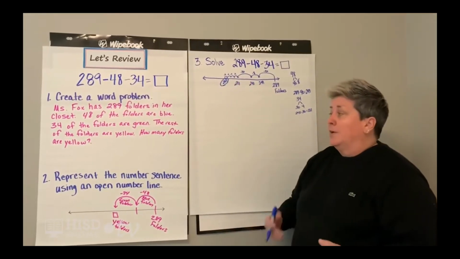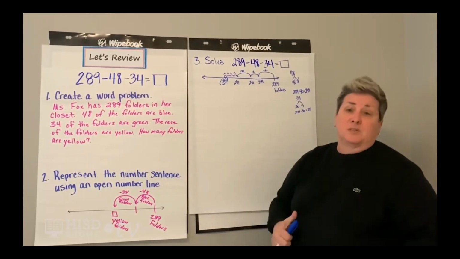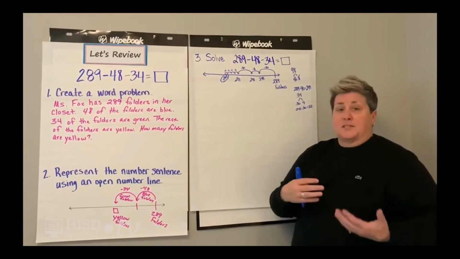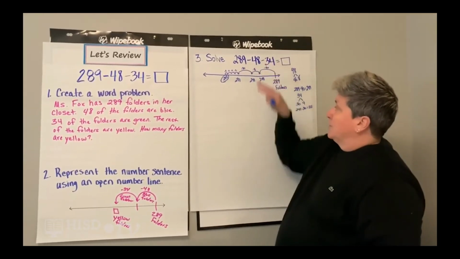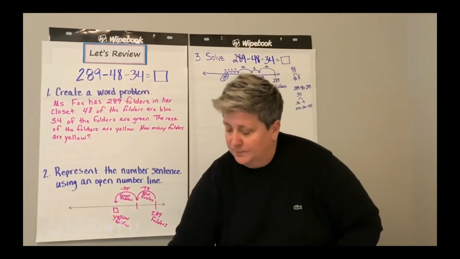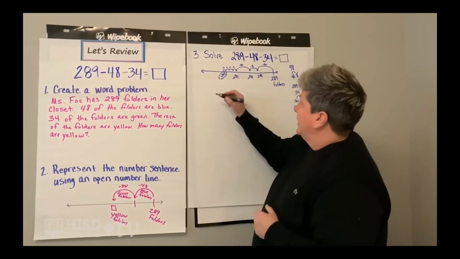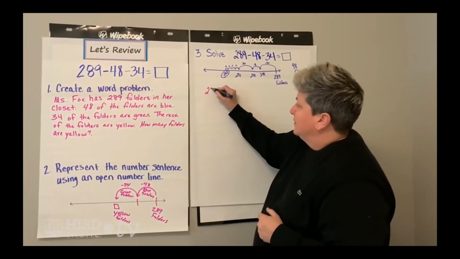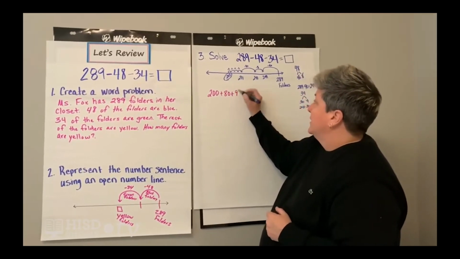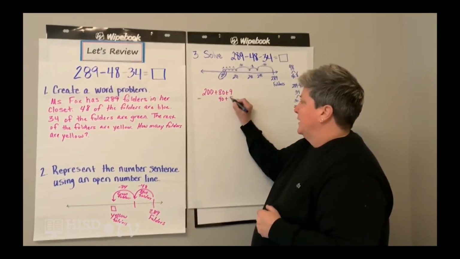So now I know that I had 207 yellow folders. But let's look at this in another way. I could take the same number sentence and I can do it in 2 steps. So let me grab another color. And I could say that I have 200 plus 80 plus 9, and I want to subtract 40 and 8.